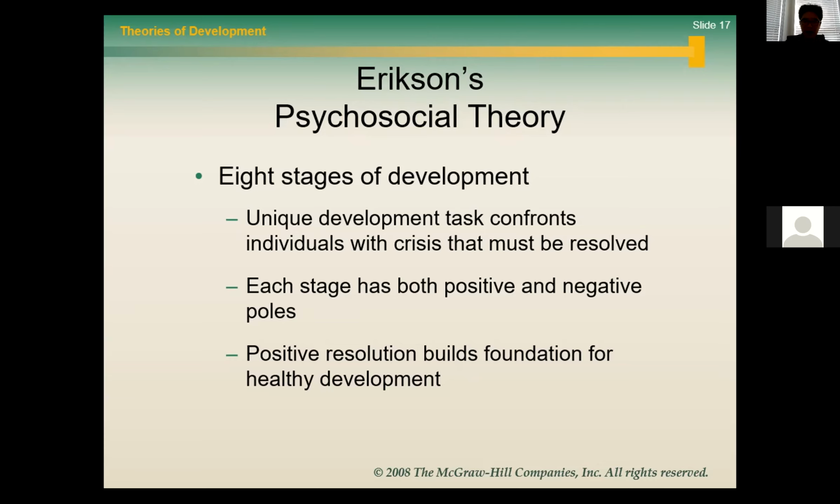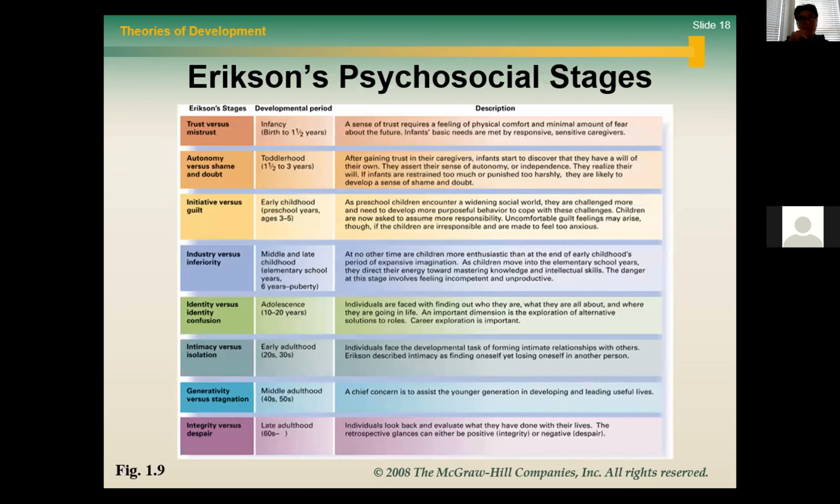So he categorized 8 stages of a lifespan: infancy, toddler, early childhood, middle and late childhood, adolescent, early adulthood, middle adulthood, and late adulthood. So, 8 stages. He asserted that there is a goal and object for each stage.